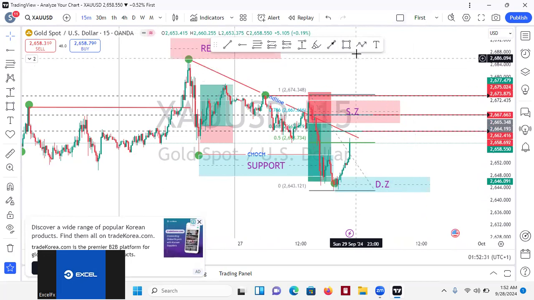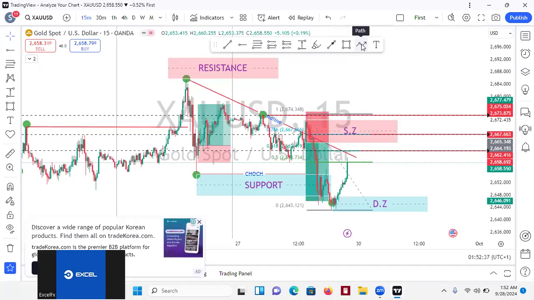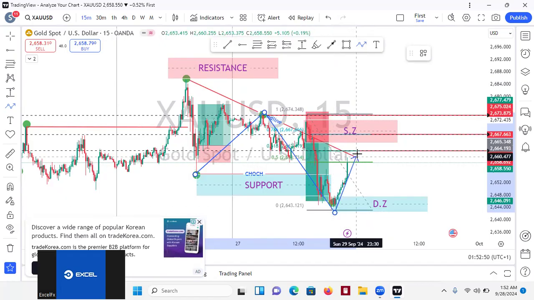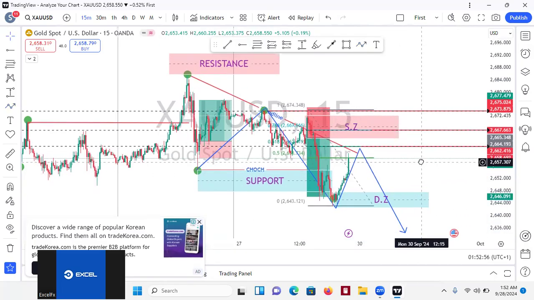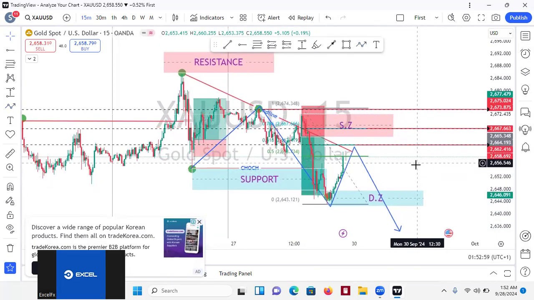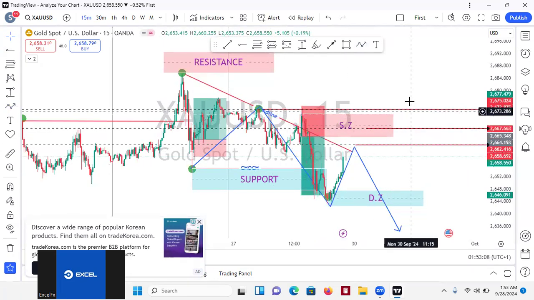All right. The second to the last tool here that I use is the path tool. I use the path tool basically to draw the market structure. So I'm expecting that price comes and then continues falling down. So basically, I use the path tool to draw the market structure. That's how I use the path tool.